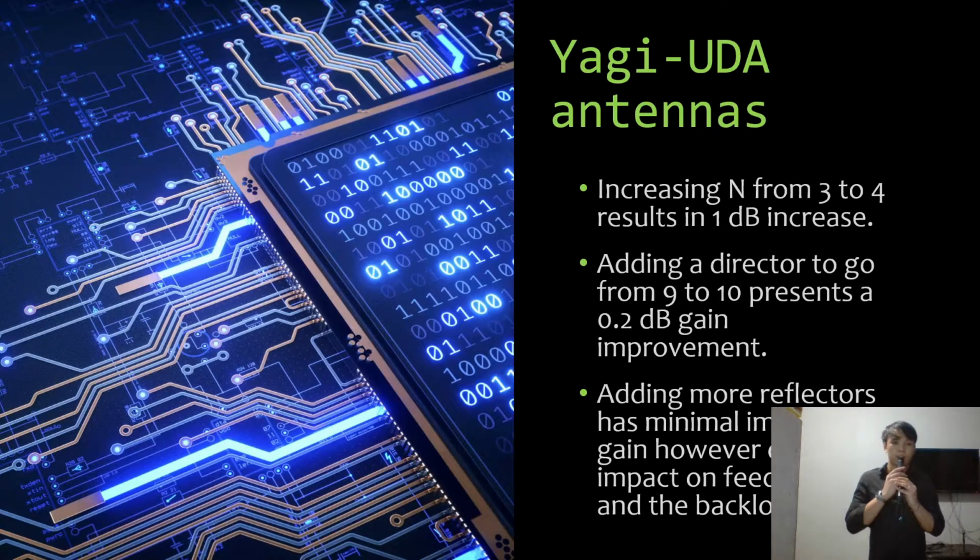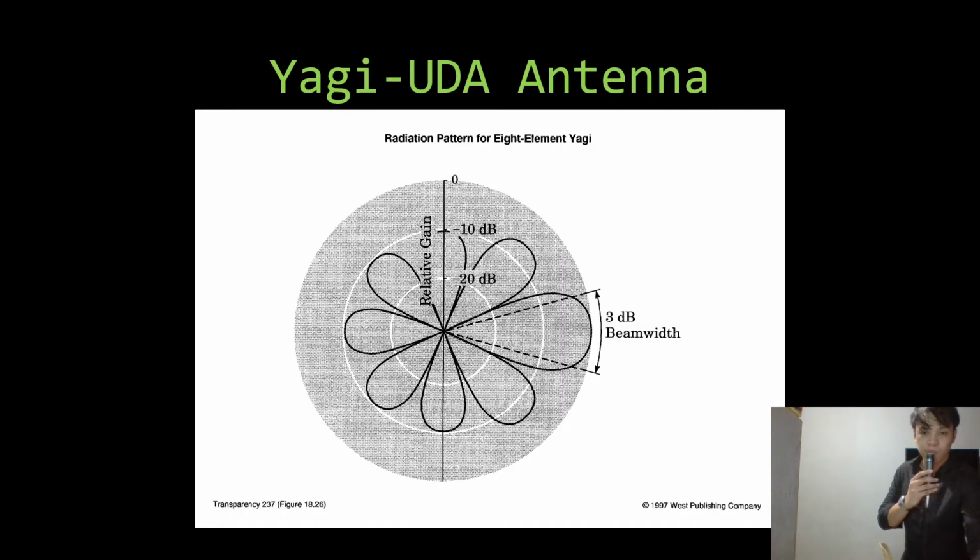So adding more reflectors has minimal impact on gain. However, it does impact the feed point impedance and the back lobe. So this is another radiation pattern, for an 8-element Yagi wood antenna.